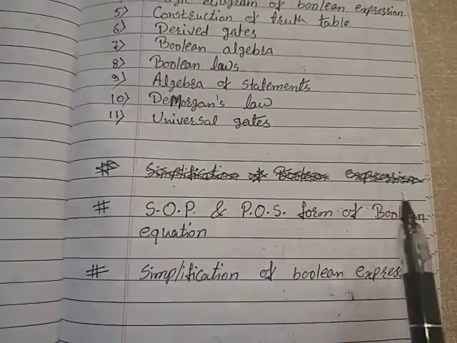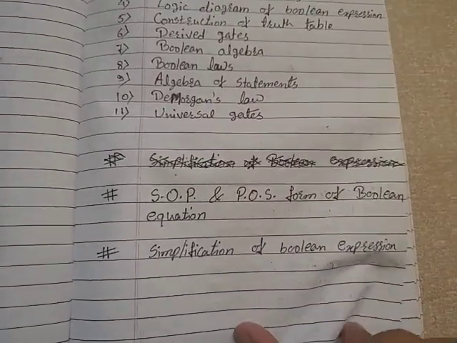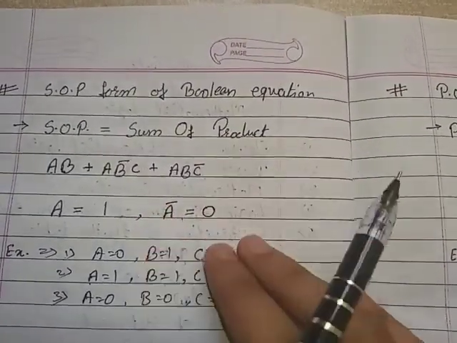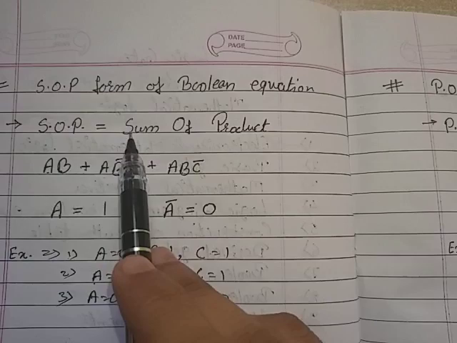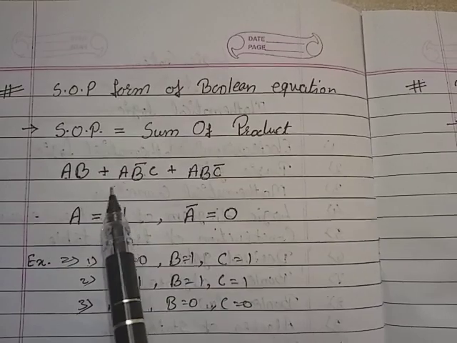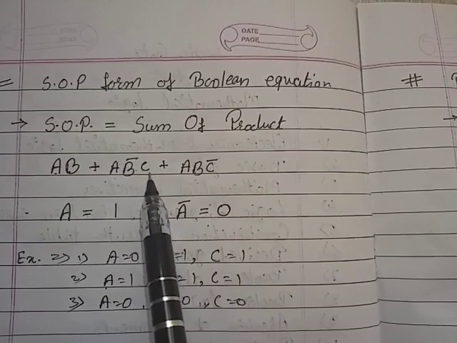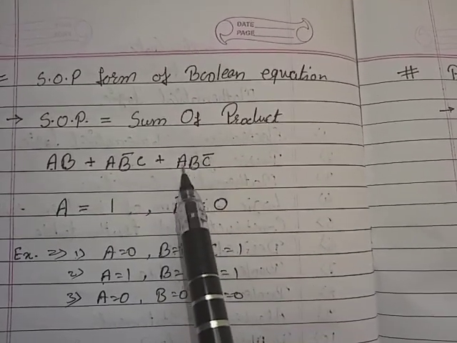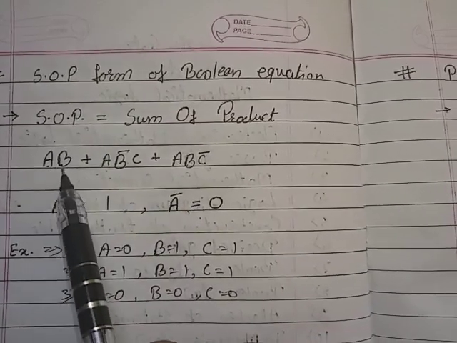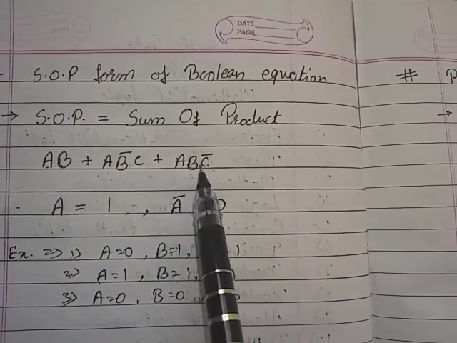Today we will learn SOP and POS form of Boolean equation and simplification of Boolean expressions. So let's start with SOP form of Boolean equation. SOP stands for sum of product. In this form, the equation is written in this manner: a dot b plus a dot b bar c plus a b c bar. That means we are performing a sum of products: a dot b bar dot c, a dot b dot c bar, like this.